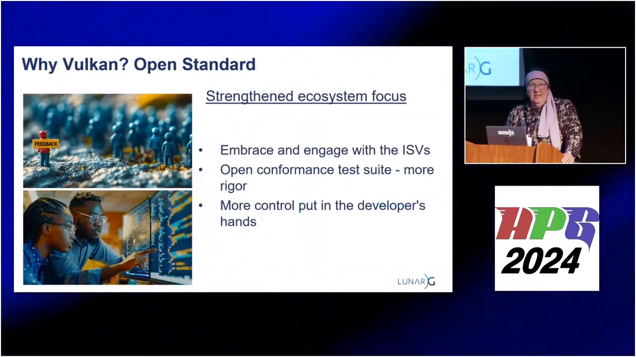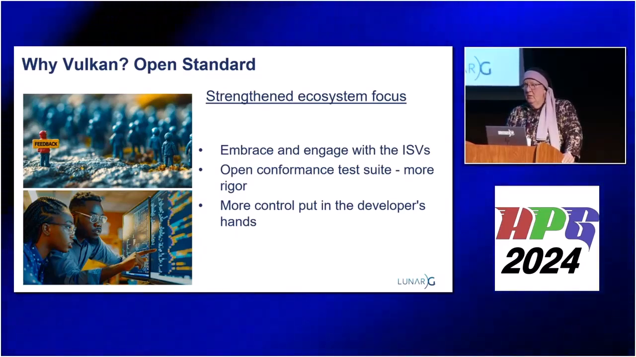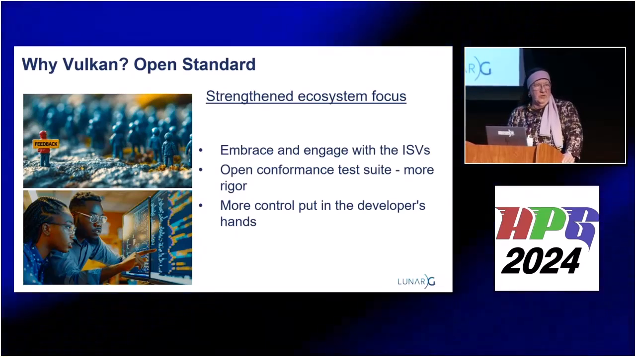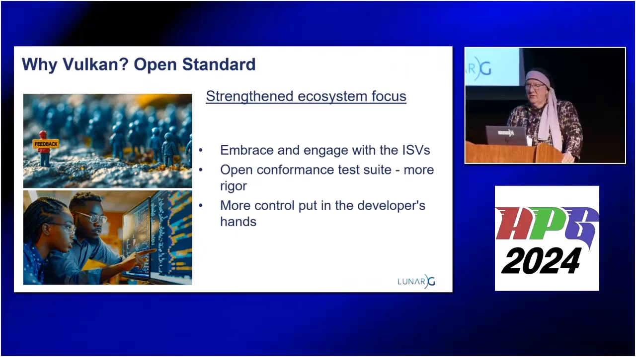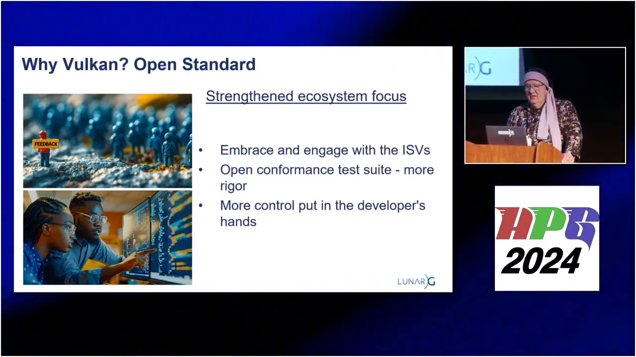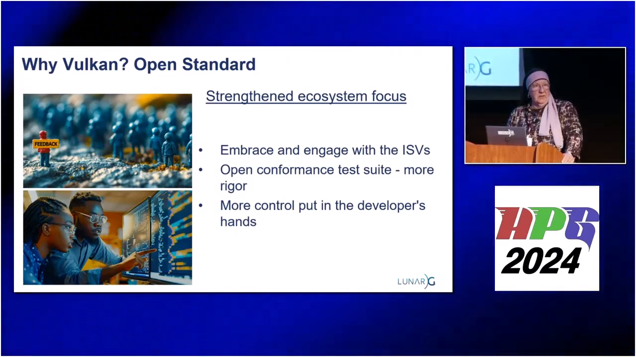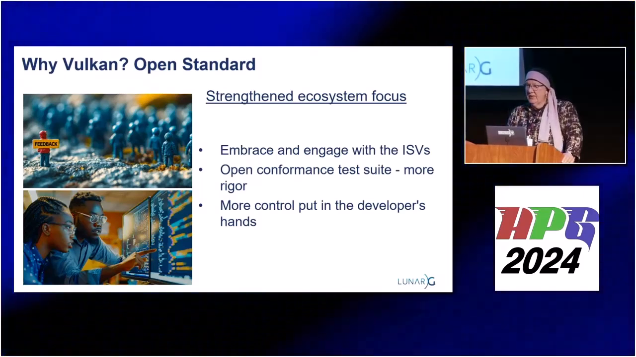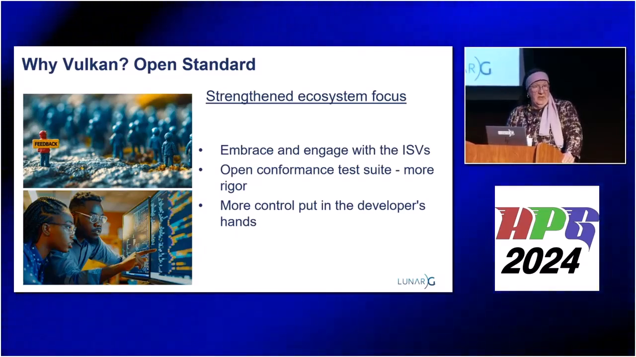And this one's really important. It's an open standard, resulting in a strengthened ecosystem focus. The specification, the conformance test suite, all the developers' tools, they're all open source. This results in more rigor in the conformance test suite. Everybody can see it. They can find bugs. They can submit bugs. They can submit pull requests to fix the bugs. More controls put in the developers' hands.